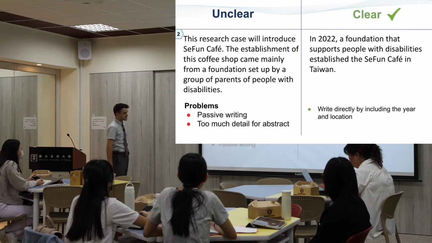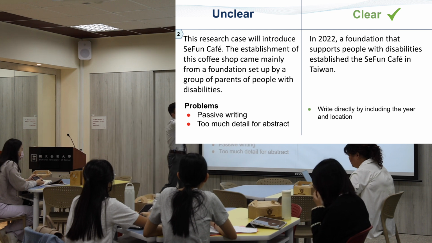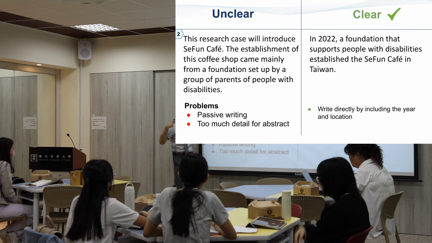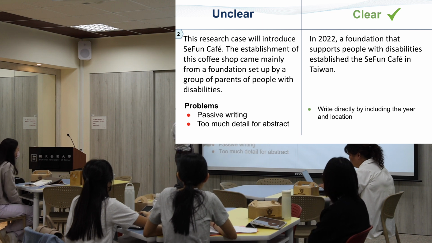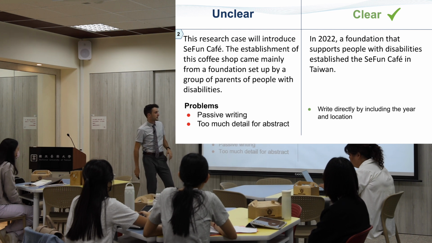So my problems are, it's a bit passive. It's passive writing if you know passive-active voice. Passive writing, and there's too much detail for the abstract. I'll show you in a second, but the "mainly came from" makes me ask questions like, where did the other funding come from? Now I'm thinking about what other stakeholders there are. Who are the other investors? So we take this out and then we give that information in the introduction section.